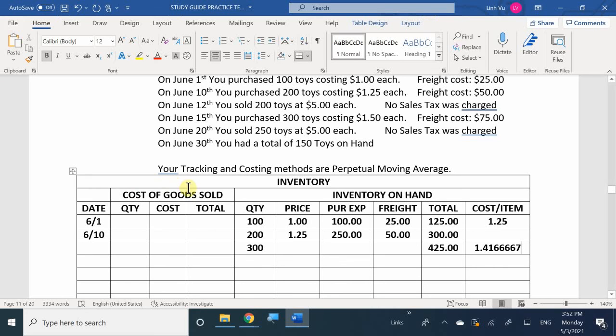All right. So that is now my average cost per item, because now I have a new quantity and a new total cost, and I need to find the average. I need to consistently keep recalculating my average. So in this case, my new average is $1.41666667. Okay. So then what has happened on June 12th?